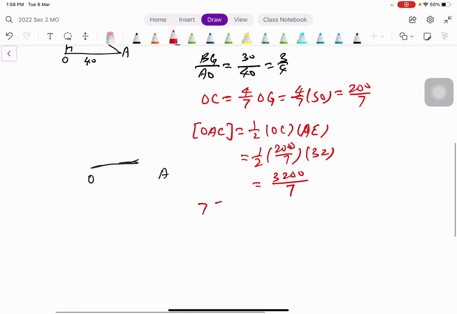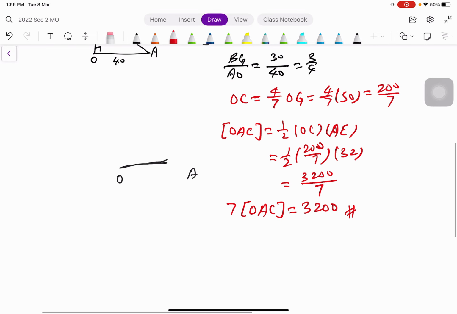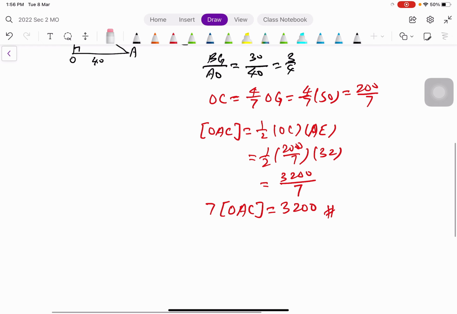Therefore, 7 times this area OAC will be just equal to 3,200. Therefore, the answer is just 3,200. Right? Okay, I think with that, I can stop here.